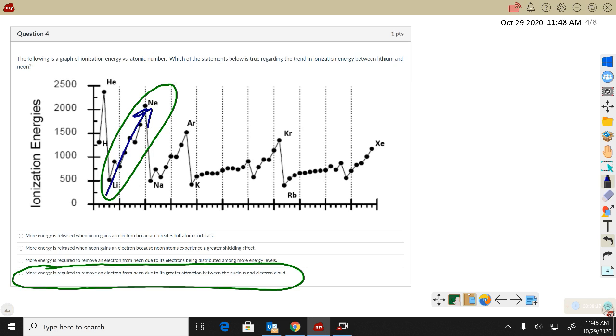Now I just have to be able to explain the why. And that's what you're going to do on the summative, right? So on the summative, it's going to be really similar. It's going to be a lot about the why. It's telling me the trend.